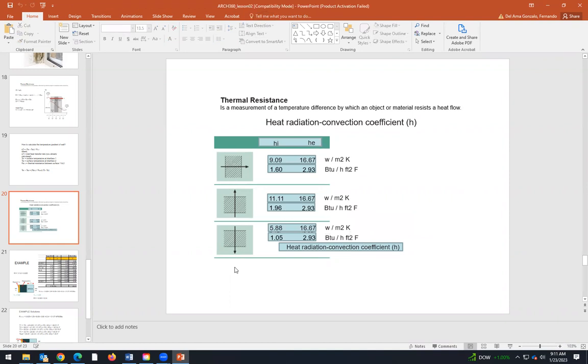And what's that? Well, when we have a vertical element, this is a wall. When we have a horizontal element in which the heat flow goes up, this is a roof. And if we have a horizontal element in which the heat flow goes down, this is a floor. Okay, so if we are analyzing roofs, we have to use these two values, 1.6 inside, 2.93 outside.